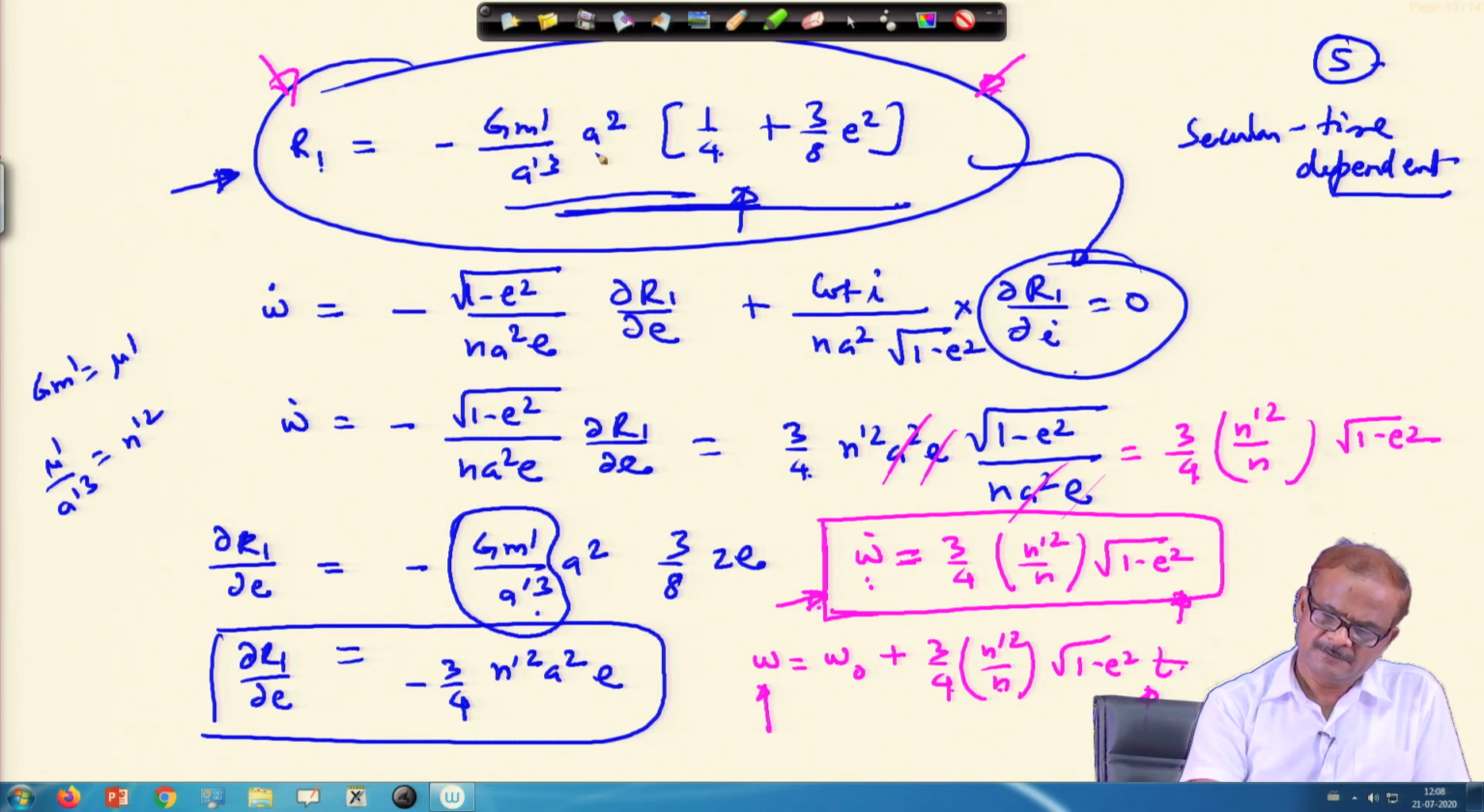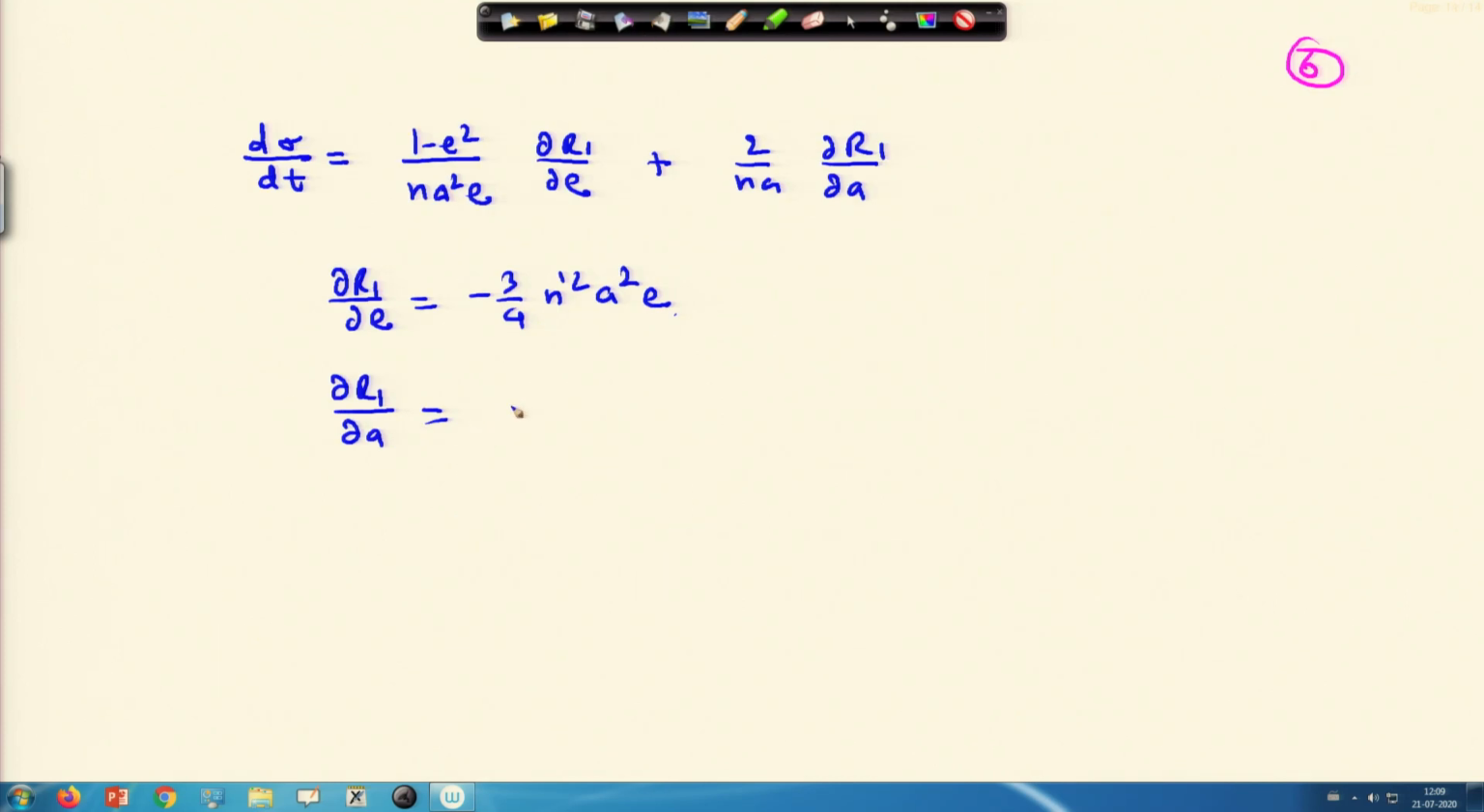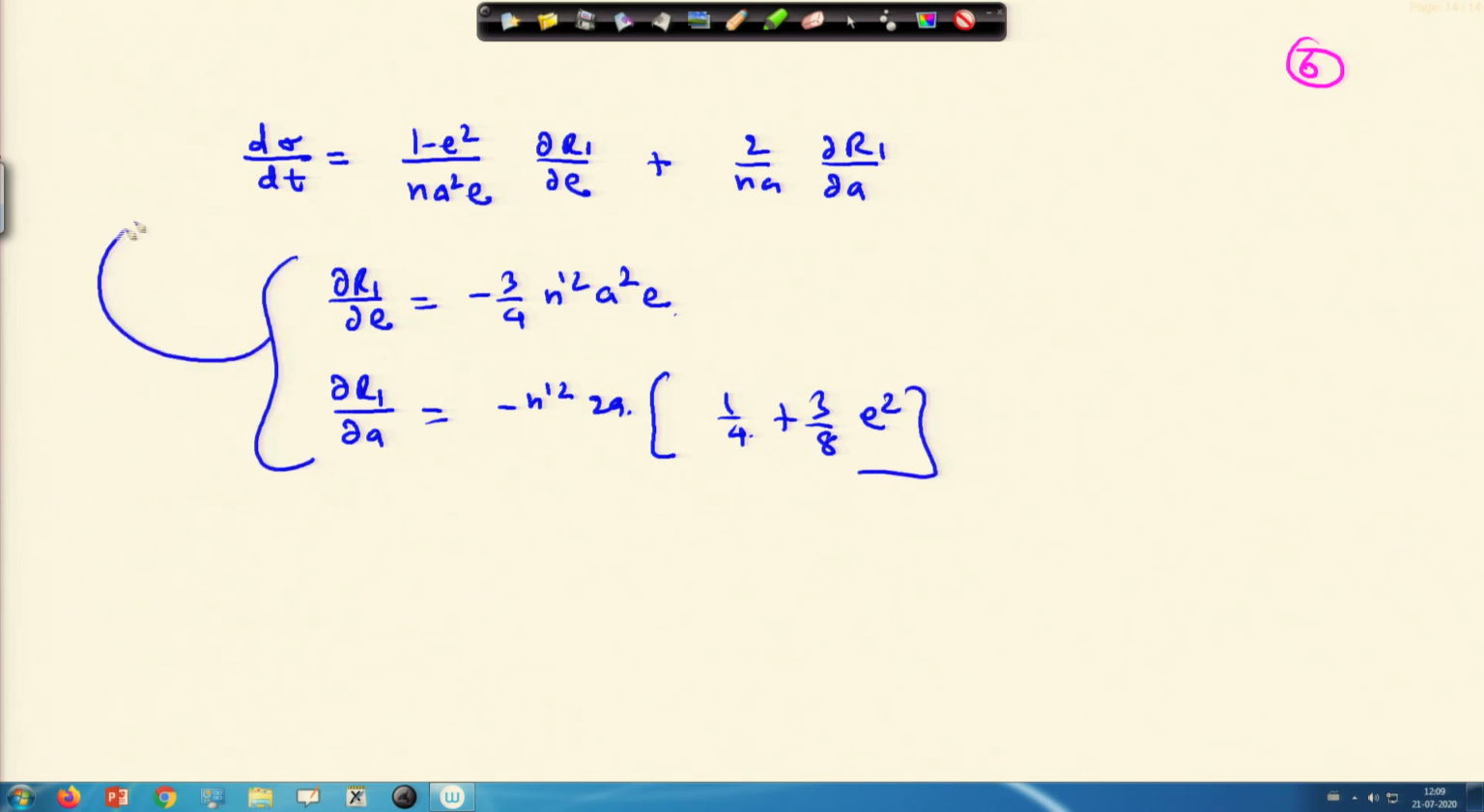So, R1 is given here. So, this quantity will be G m prime, which we are already writing as n prime squared. So, n prime squared times 2a, once we differentiate with respect to a. So, this gives us n prime squared times 2a, and then multiplied by the rest of the quantity in the bracket, and then insert these two results into this equation. And that gives you d sigma by dt.